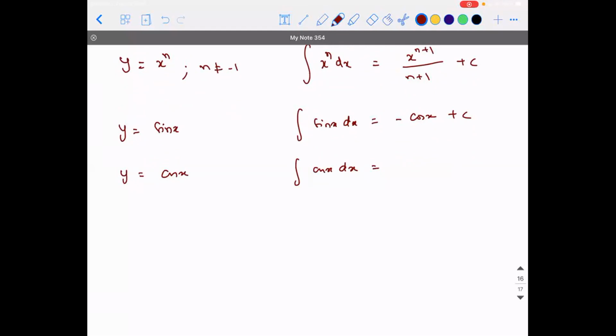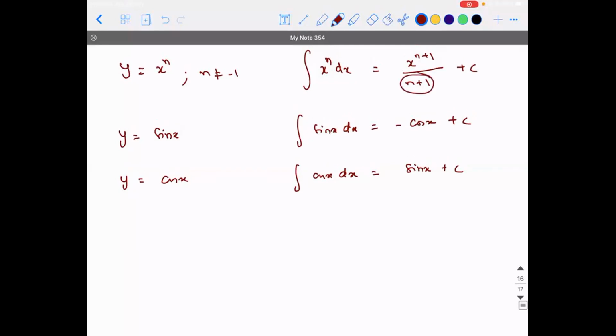on differentiating which function will you get cos x? Sin x. That's the answer. Okay, so in the first formula, why shouldn't n be minus 1? If n is minus 1, what will happen here? It will become 0, and it will become infinity. It will become indefinite, because when n is minus 1, there is some other derivative.